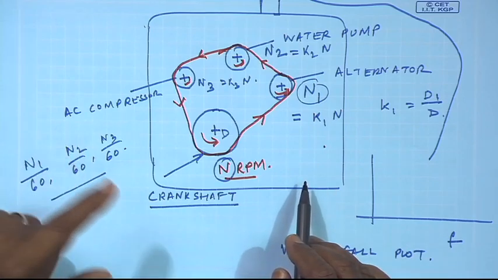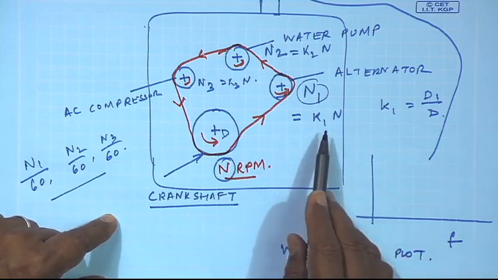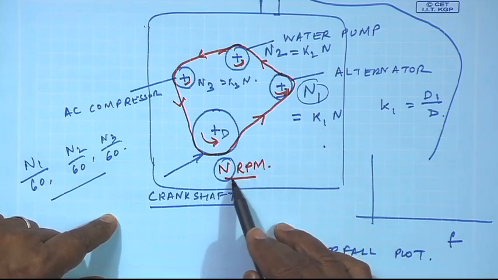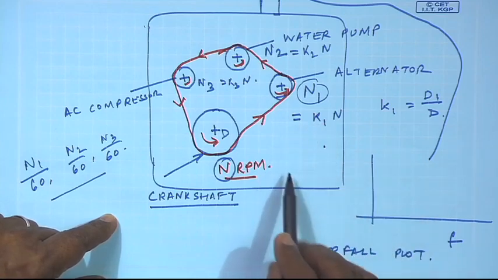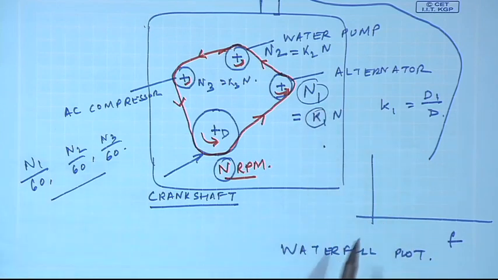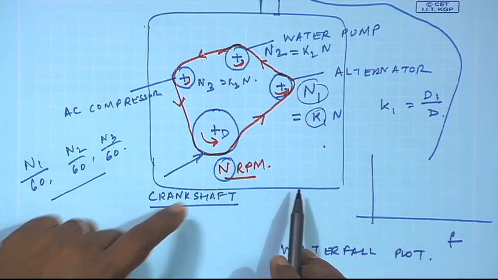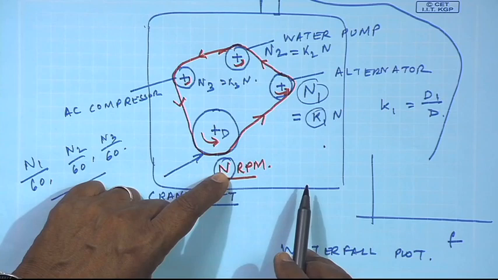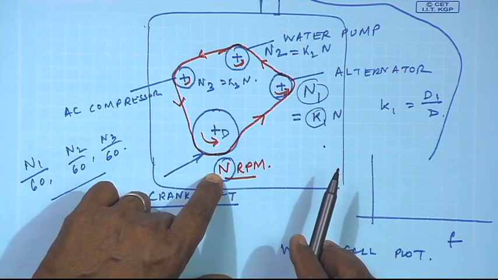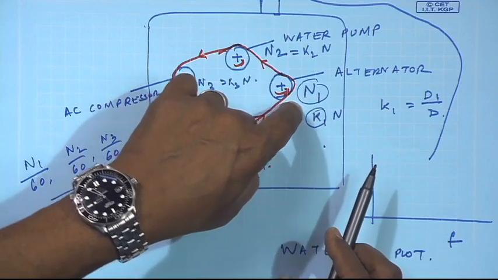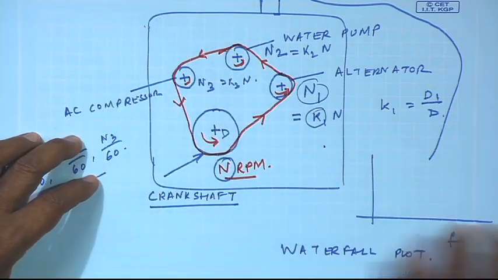Rather, if I see an order, that is, at what multiples of n my alternator frequency occurs, this k1 is going to be constant. So, somebody will say the alternator is the 10th order of the rotational speed of the crankshaft. That means, whatever be the speed of the crankshaft, 10 times that is going to be your alternator's frequency, and so on.